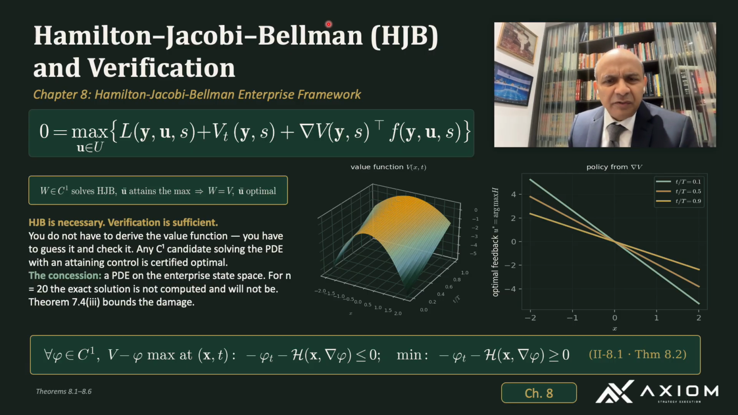When both hold, v is a viscosity solution of the minus vt minus H, this expression. And so even when v is not classically differentiable, the HJB equation remains valid in the viscosity sense by testing it against smooth functions that touch v locally from both above and below.